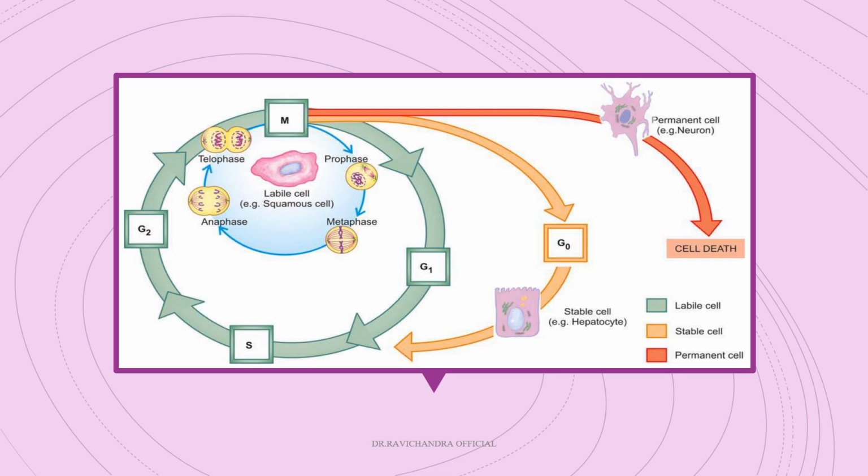In the picture, if you can observe, there is a labile cell, example squamous cell. In the mitosis, it will go prophase, metaphase, anaphase, and telophase. Before going to the metaphase, the cells will go into a pre-synthetic phase, G1 phase. Then they will enter into a stable phase, that is synthetic phase. Then G2 phase. Then they will enter into the mitosis and meiosis depending upon the need. So there will be prophase, metaphase, anaphase, and telophase.